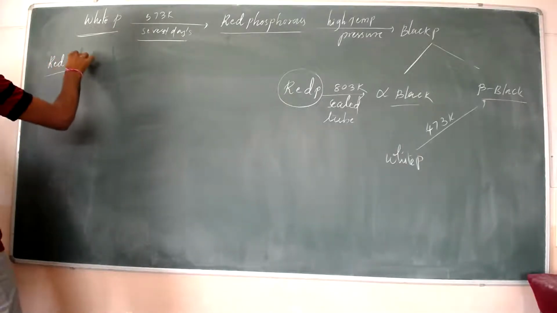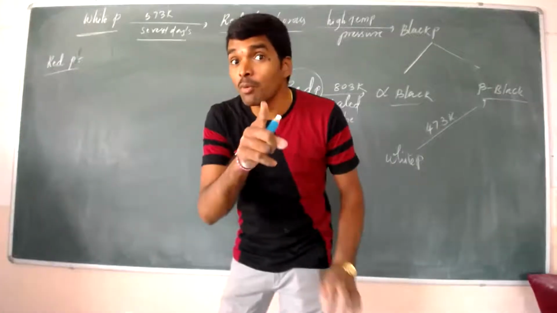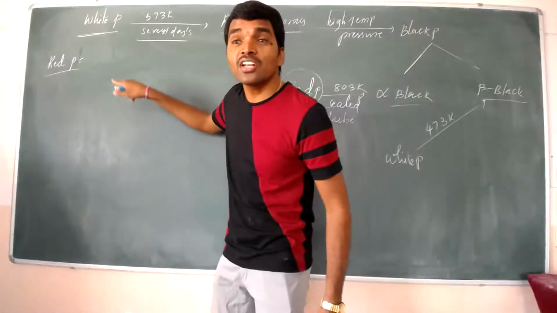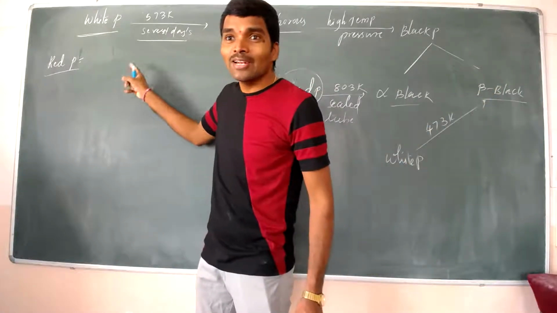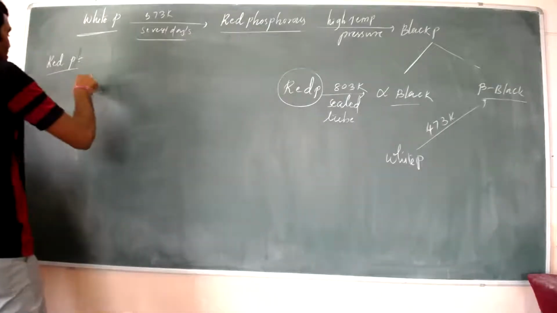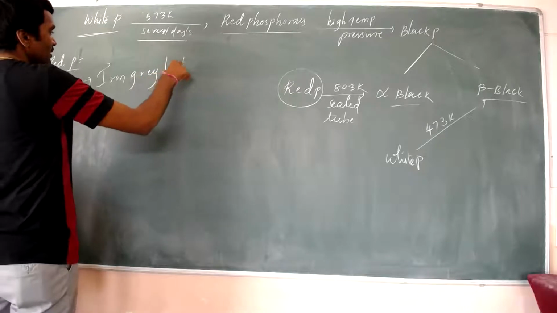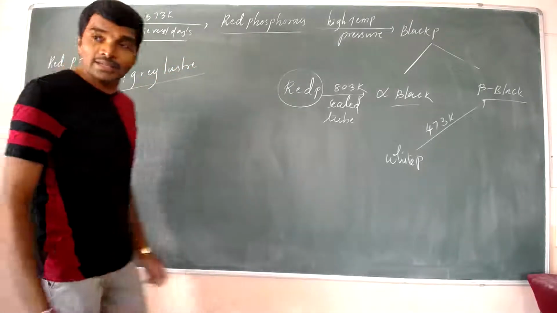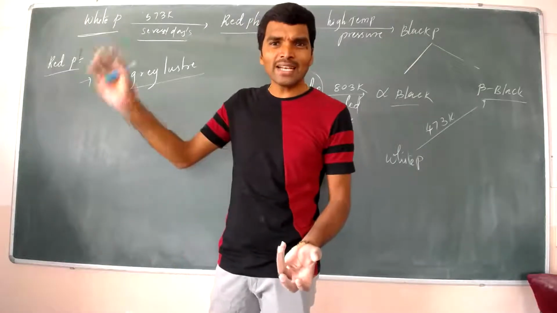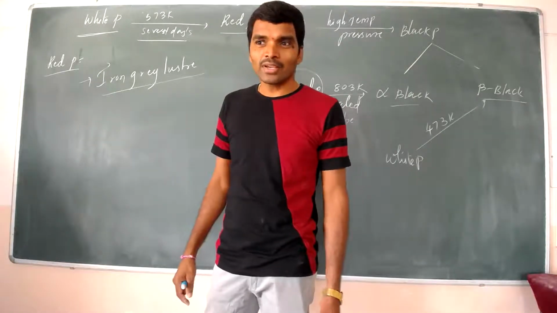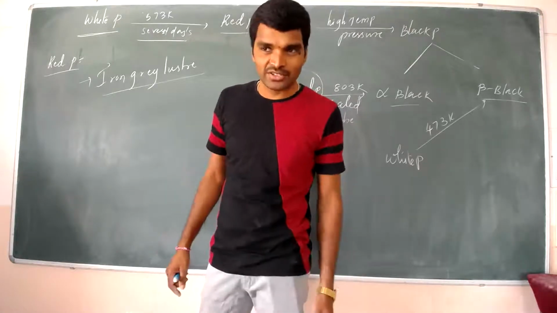Sir, what about red phosphorus? See, white phosphorus is poisonous, red phosphorus is non-poisonous. White phosphorus is white in color, while red phosphorus has an iron gray luster. Iron gray means the color of the planet Mars, the same color. Iron gray luster, and it is non-poisonous.